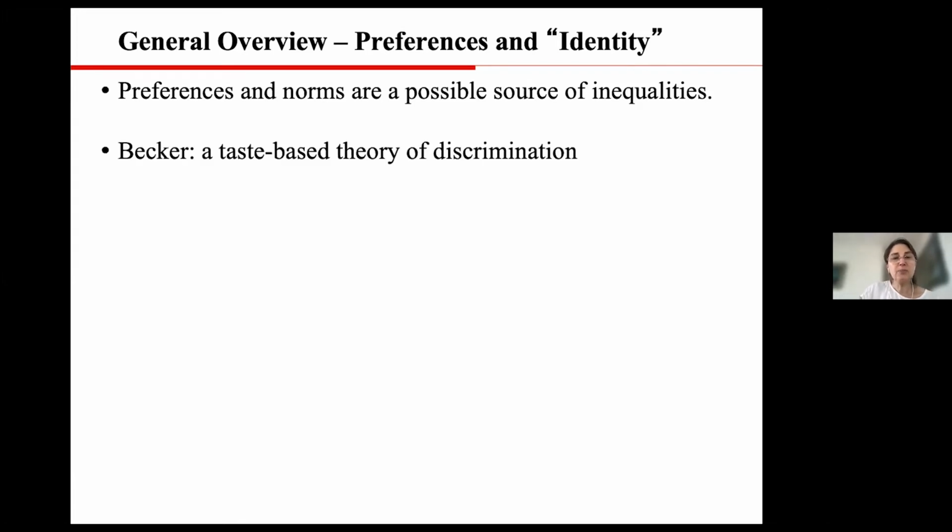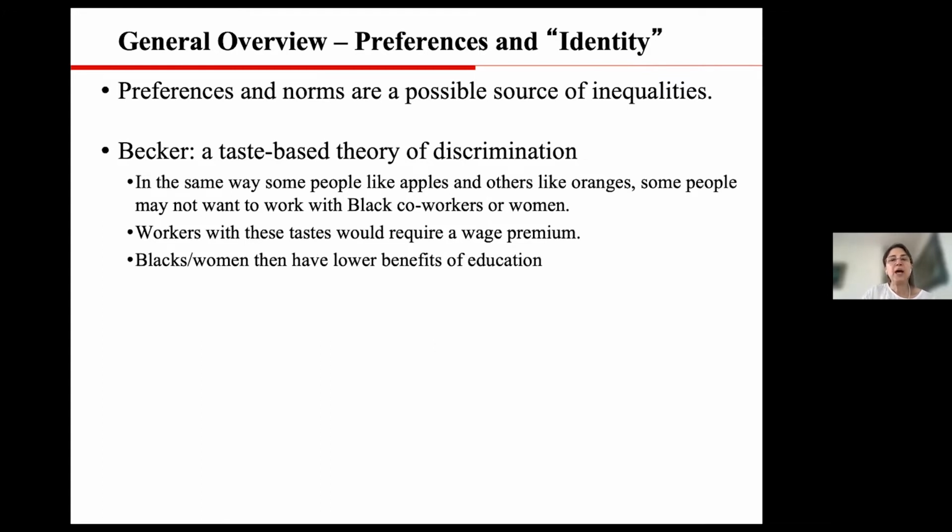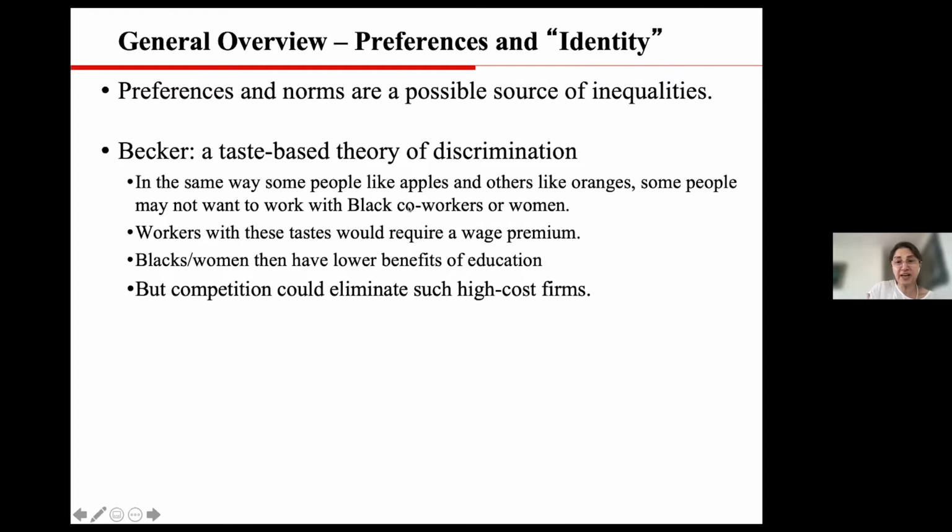So Gary Becker has this wonderful model where he has a taste-based theory of discrimination. You probably know this work. In the same way that people like apples and oranges, some people like apples, and some people like oranges, maybe some people don't want to work with Black co-workers or women. So it's just a taste. Workers with these tastes would require a wage premium. And so Blacks and women would then have lower benefits of education. And we know that in this model, competition among the firms would eventually eliminate these high-cost firms that have to pay this wage premium.